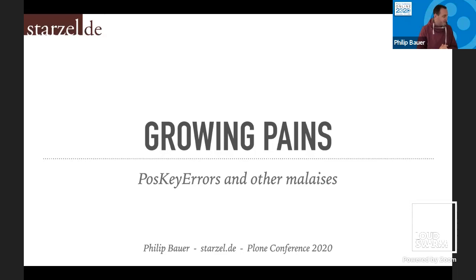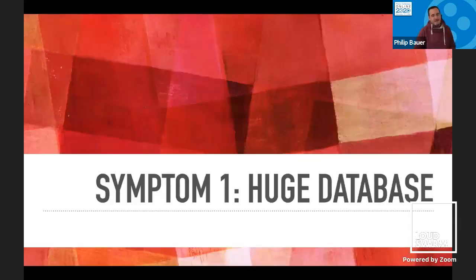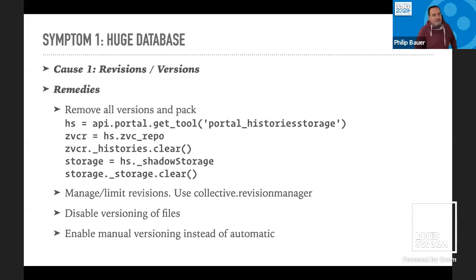Let's start. I'll cover a couple of symptoms, I guess 6 altogether, and I'll try to discuss the causes and some of the remedies that you might use to fix or heal these symptoms. Number one, that is a huge database. So cause number one is obviously, most of you probably guessed that, a huge number of revisions and versions. No, it's not content, it's actually only revisions. And the main remedy for that is to just get rid of them all.